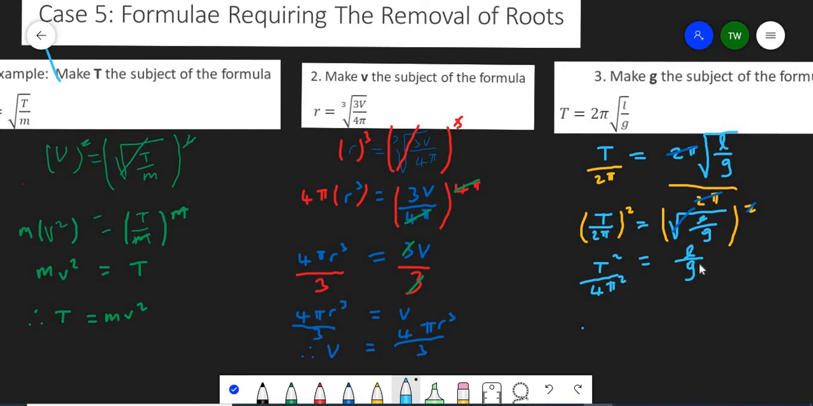Now, note that we want to make G the subject and G is in the denominator. And we know that our subject cannot be in the denominator. So how can we get G to be in the numerator? We can get G to be in the numerator by multiplying both sides by G. Right? So what we're going to do is multiply this side by G, and we're also going to multiply this side by G.